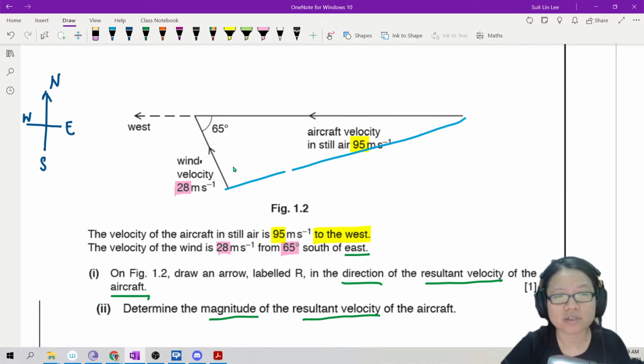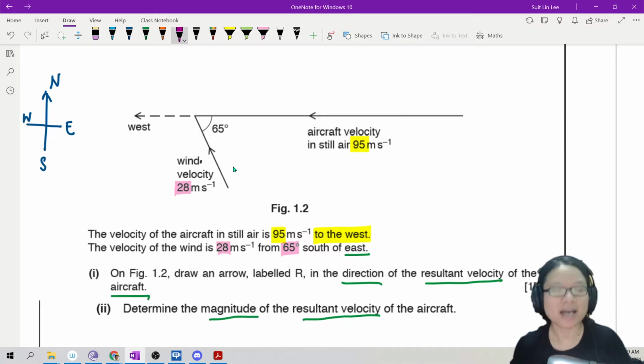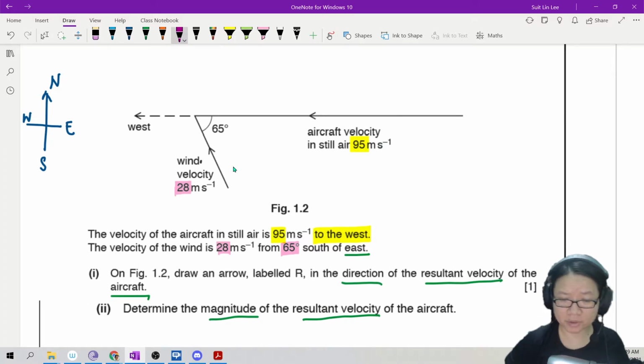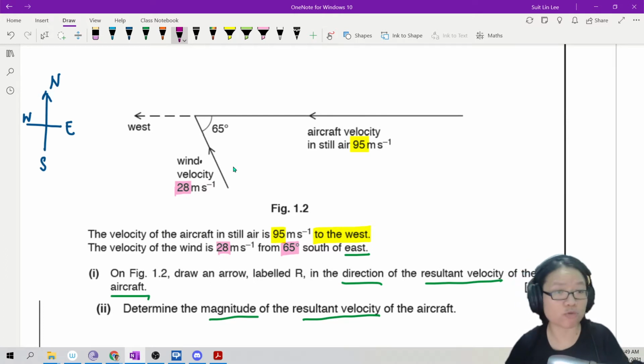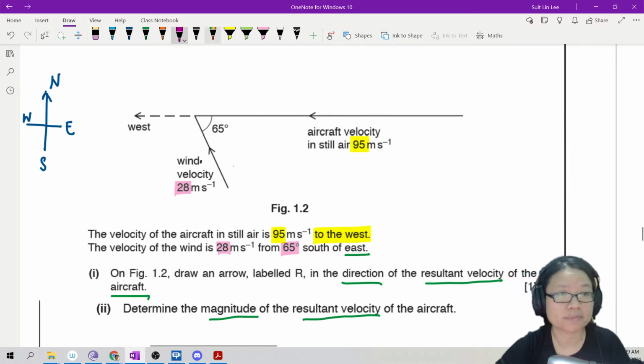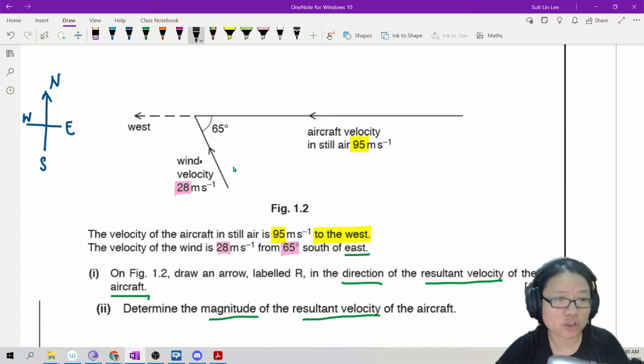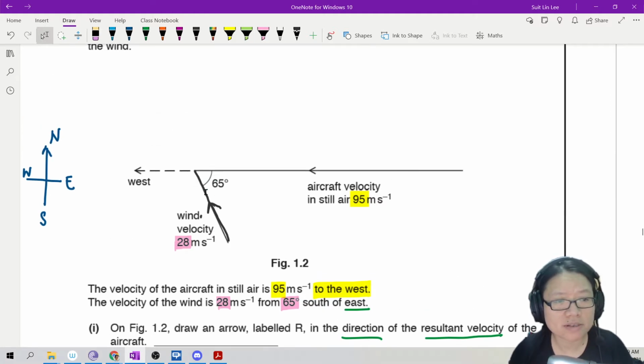So in this case, I will just silently rub this off. Okay. And what I'll do during the exam, because this is paper 2, so this one is printed out for you, is I'll take my ruler, and I will measure the length of this wind velocity. Okay, so I don't have a ruler, but I'll measure the length. So whatever this length is, I'm going to copy and paste here as parallel as possible.